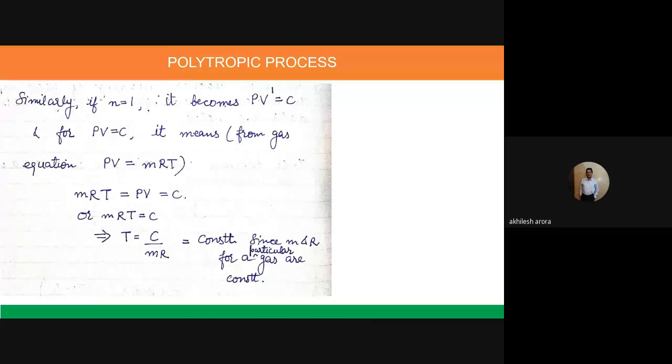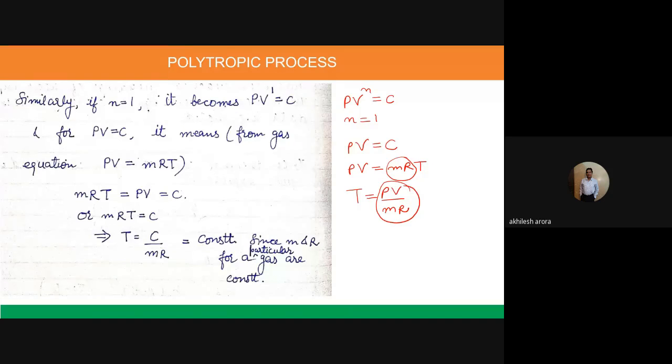Now let us see, if I take the value of n equal to 1, now what do I have? I have PV raised to power n is equal to constant. Take the value of n equal to 1. I will get PV is equal to constant. Now I know PV is equal to mRT. Now this m and R is also constant for a particular gas. So T is equal to PV divided by mR. So what do you find here?